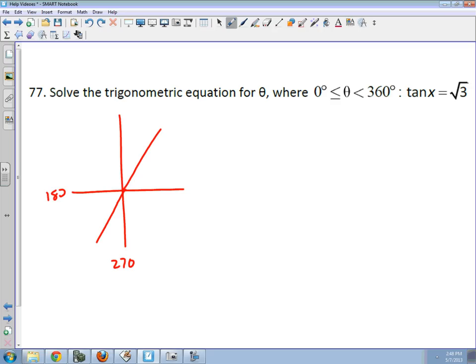Okay, so the question becomes, where are these angles? All right, so the first one I could just do second tan, just like we did before. Second tan of root 3.